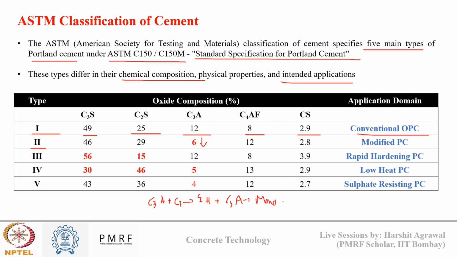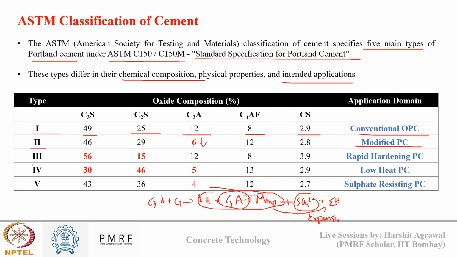Now monosulfate in the hardened state, when it comes in contact with sulfate ions, converts again into ettringite. This second reaction is expansive in nature, so it can cause cracking in my concrete, which is not desirable. If I have less C3A in the system, this second reaction won't occur. Ettringite plus C3A won't form monosulfate, so it reduces the threat of sulfate reaction. Such cement is known as modified Portland cement.